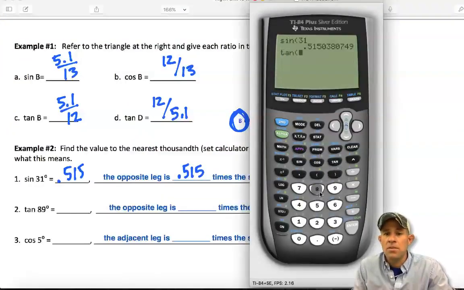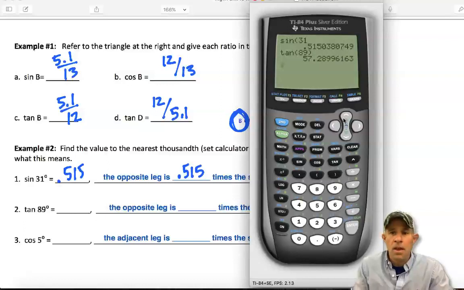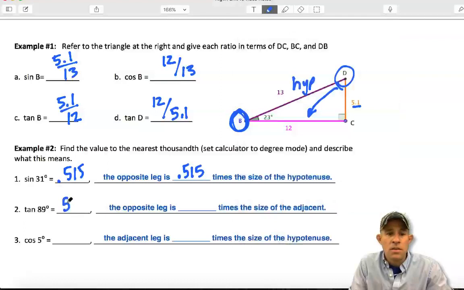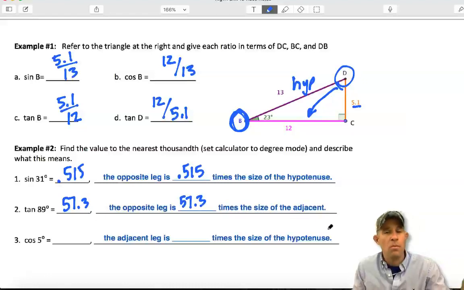All right, let's try the next one now and go into the tangent of 89. So we tap on tangent, 89. We don't need to close our parentheses in this case, but we will, and we get 57.3. So what this means is that the opposite leg is 57.3 times the size of the adjacent leg. Remember, these are ratios, they compare two numbers.